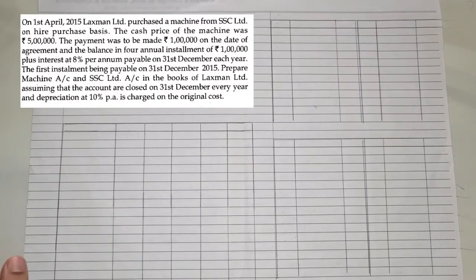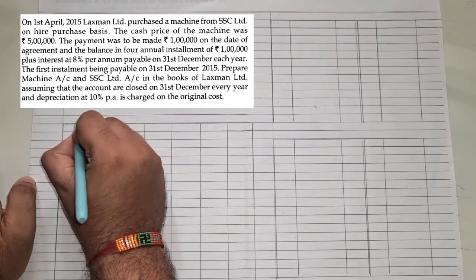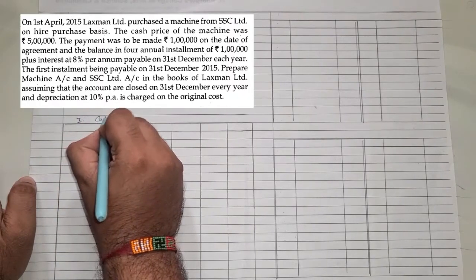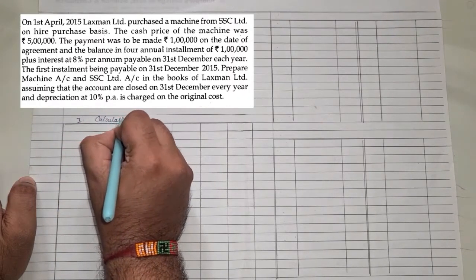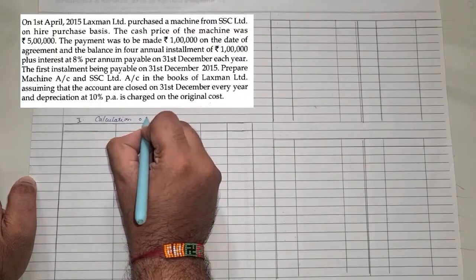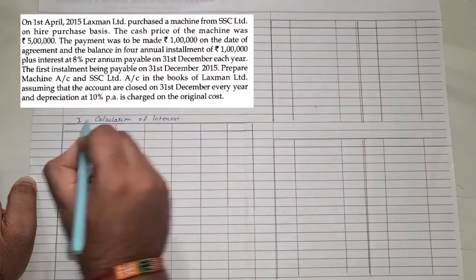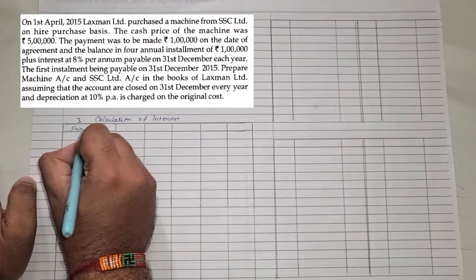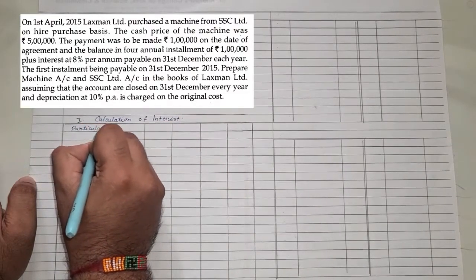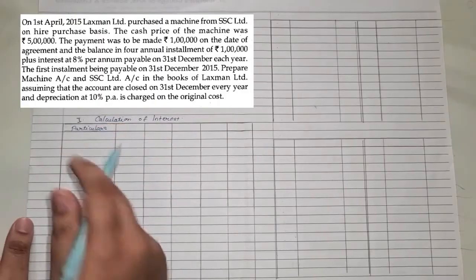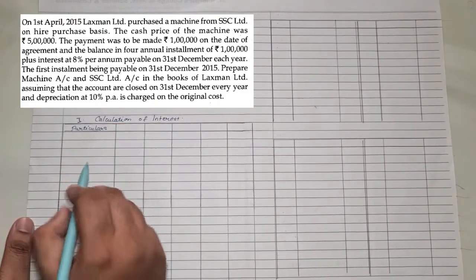Okay, so that's the question. Now, the very first thing, before starting the actual sum, the very first working note that you'll have to make is number one, calculation of interest. We'll have particulars. Everyone note down this format. This format will remain the same for all.